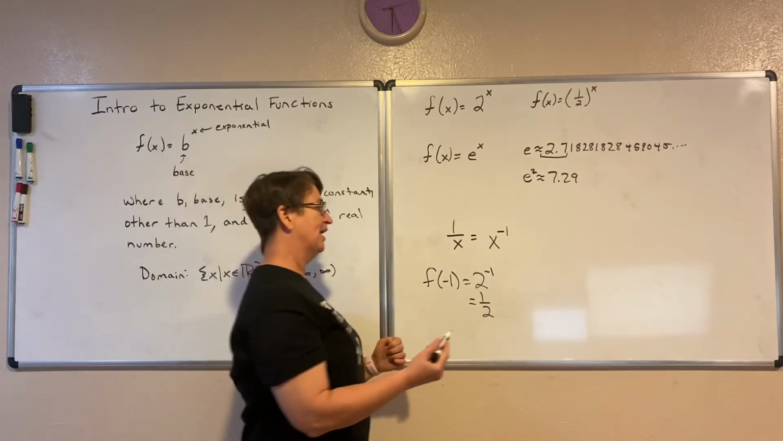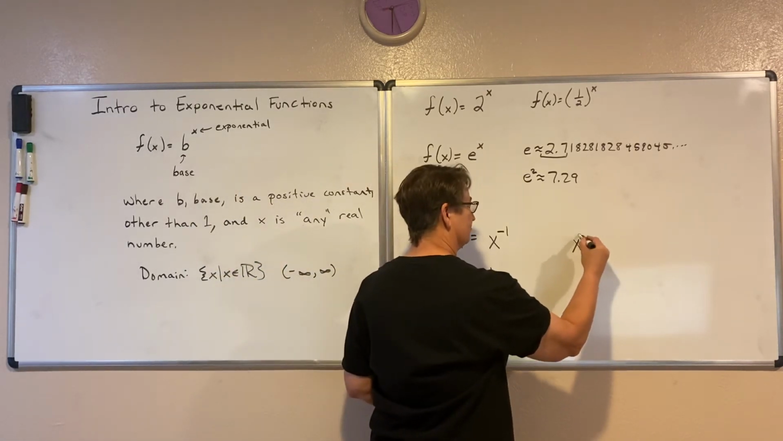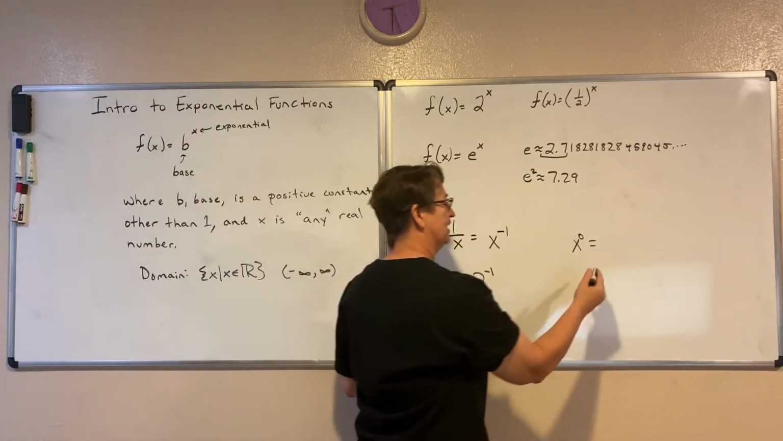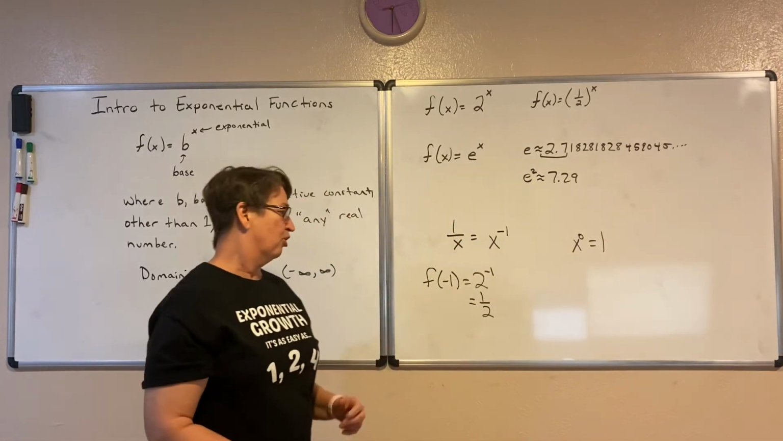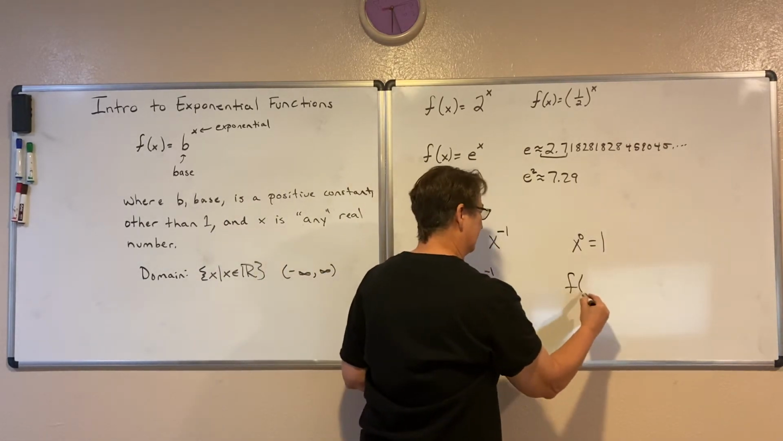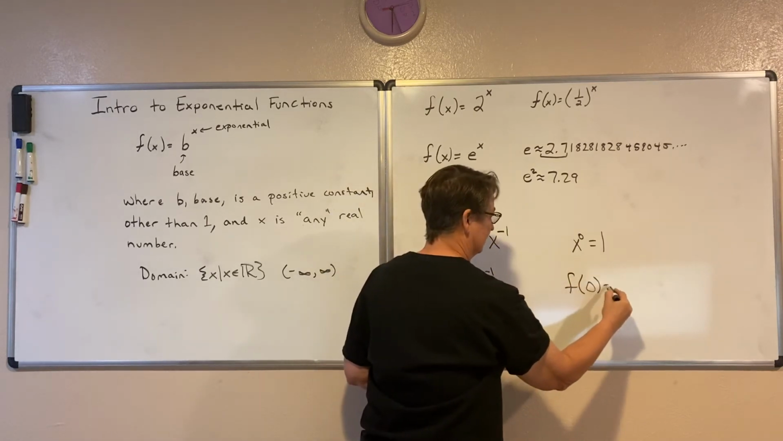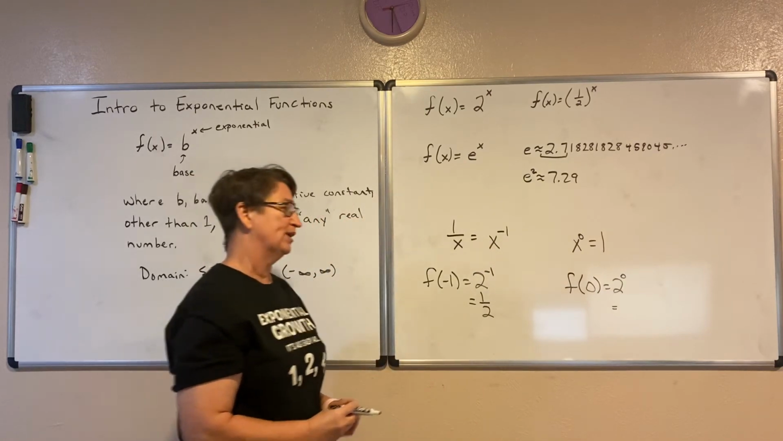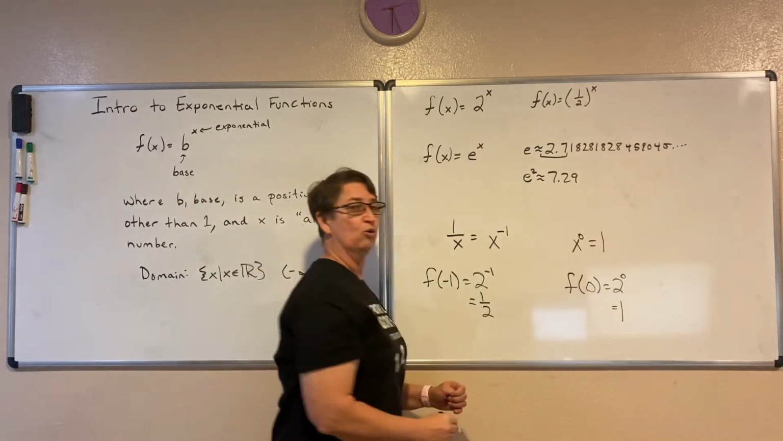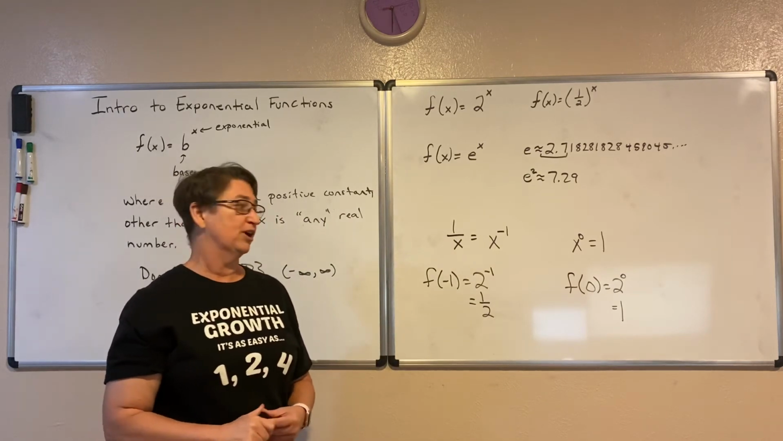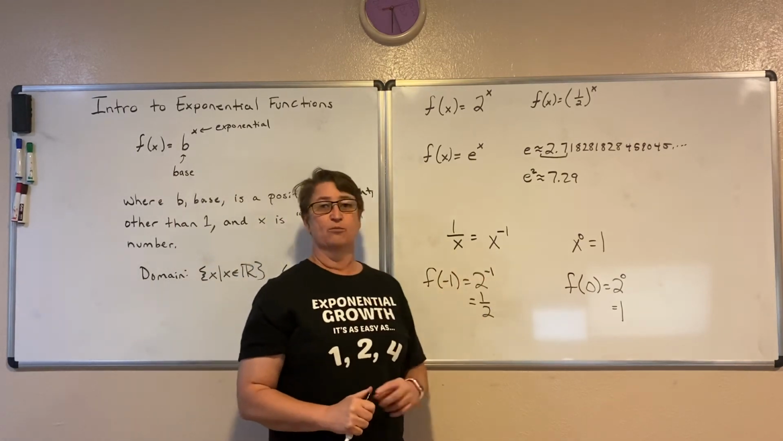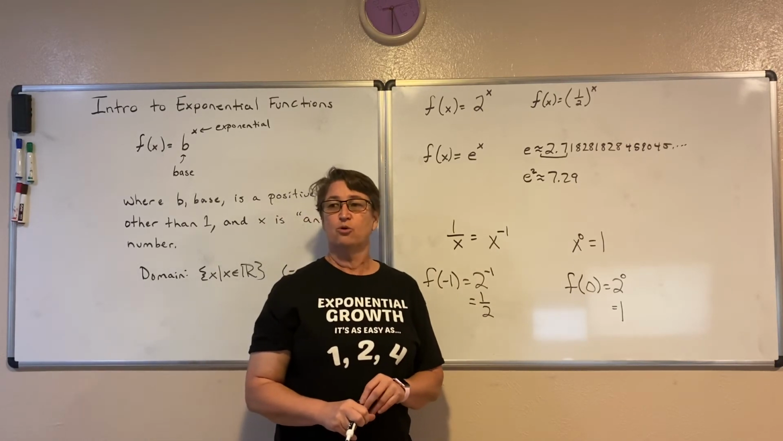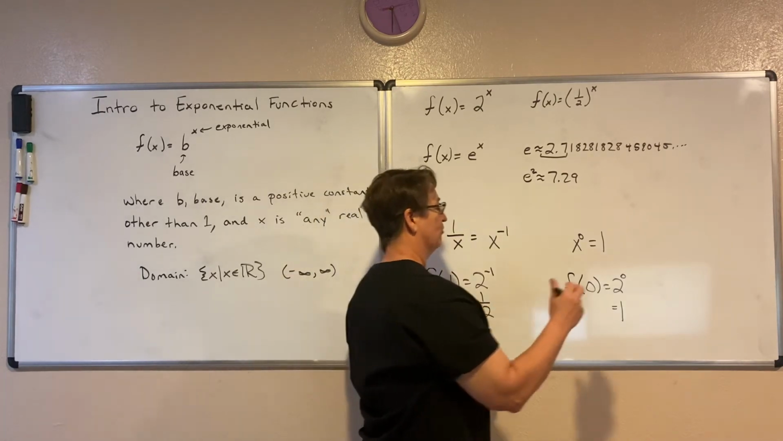Then another reminder is if I have some number raised to the zero power, any non-zero number raised to the zero power is just equal to 1. So in that case, if I'm inputting 0 into my function, 2 to the 0 power, well, that's a non-zero number raised to the 0 power, so it's just equal to 1. So just a few reminders there as we begin to graph these. Those reminders will be important as we graph these functions.